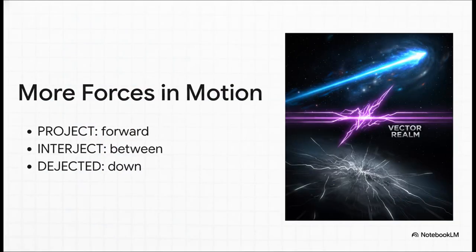And the motion just keeps going. We shoot a beam forward to project ideas. Just think of a movie projector literally throwing images forward onto a screen. We throw an energy spike between flows to interject, which is just interrupting a conversation with a sudden burst of speech. Or, and I find this fascinating, we can even feel our energy sink downward when we combine DE and ject to feel dejected. Emotion itself is represented as downward gravity.